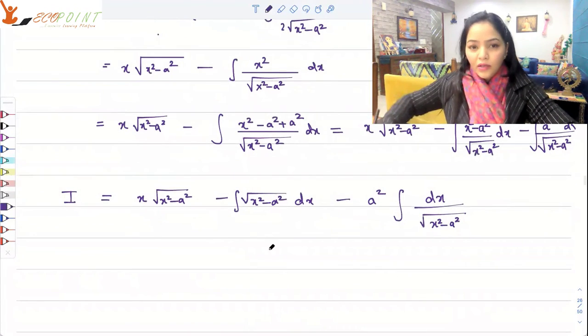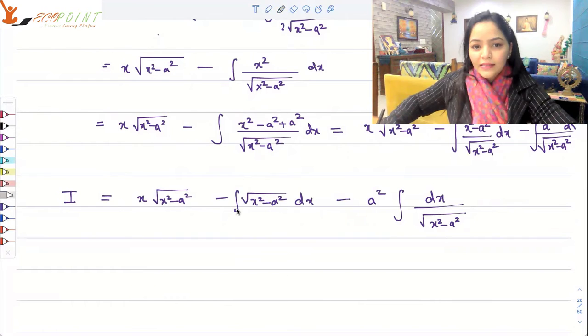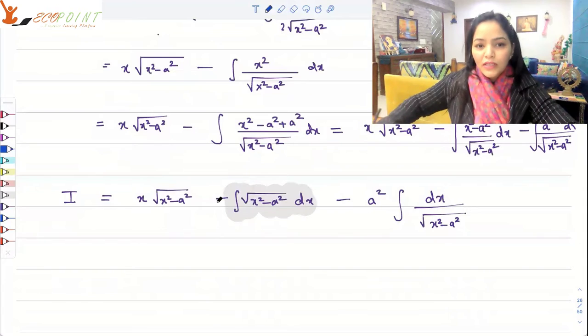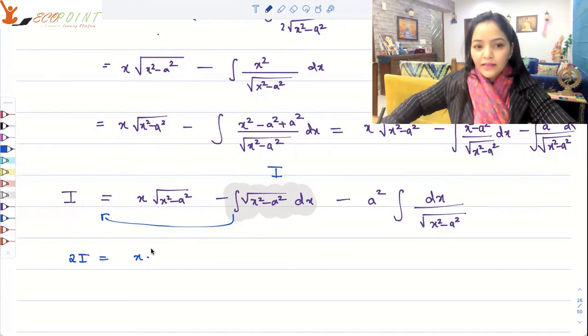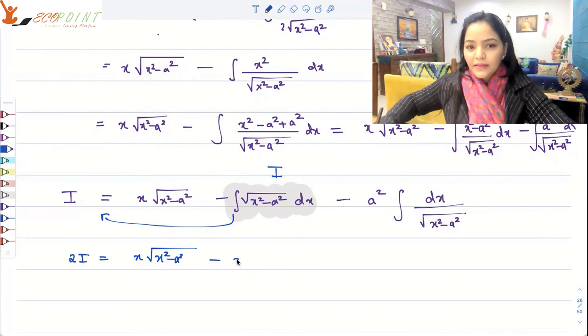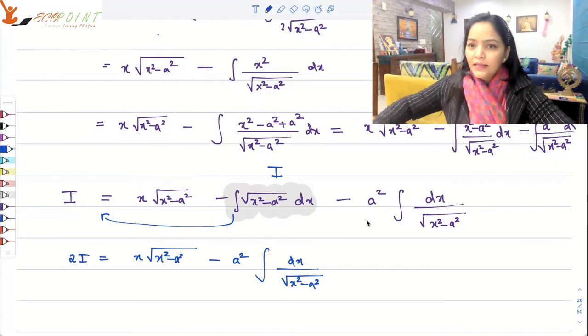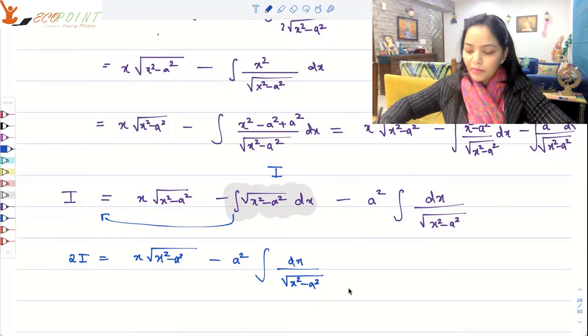So clearly what you can see here, this is nothing but I itself, right? So you can take it this side, since that's nothing but I. So you can say that 2 times I is equal to x square root of x square minus a square minus a square times integral of 1 upon square root of x square minus a square dx. Now, looks like we've seen this somewhere, right? Integral dx upon square root of x square minus a square. Yes, we have seen that. We have solved it.